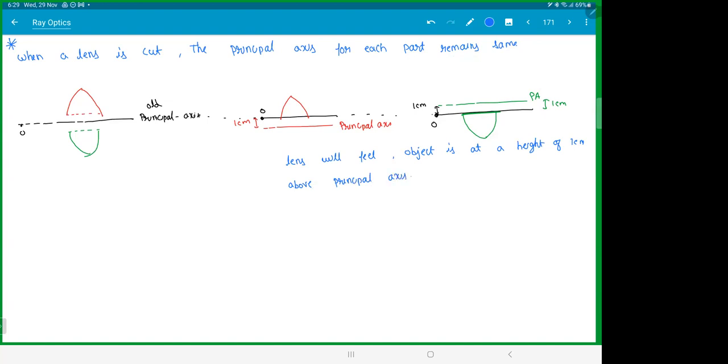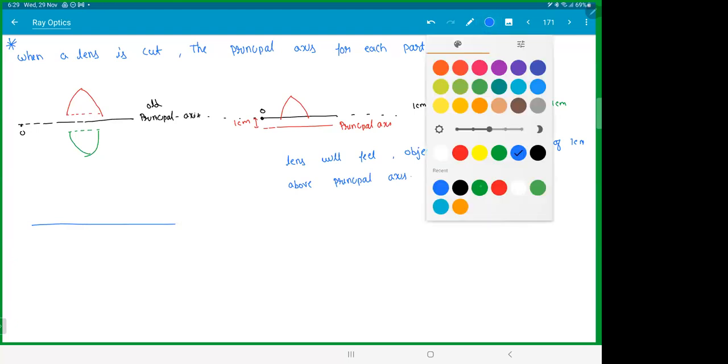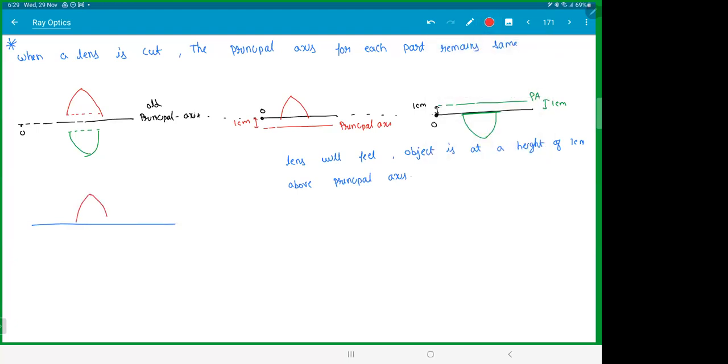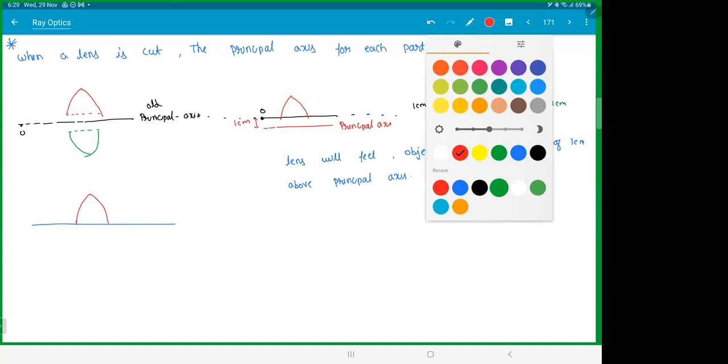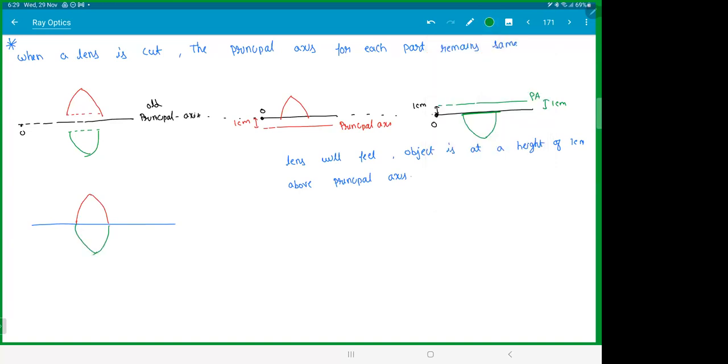Is this understood, everyone? Clear with this or confusing? So this was the old line, no? The diagram would be, you joined like this. So the red one's principal axis will be here, and the green one's principal axis will be here. This is how the diagram will look. The two principal axes would move 1 centimeter up and down.